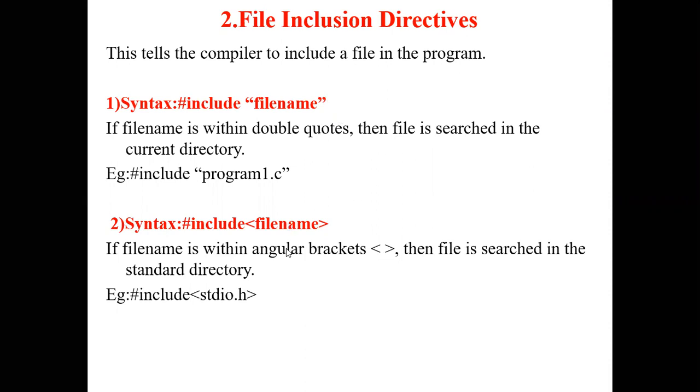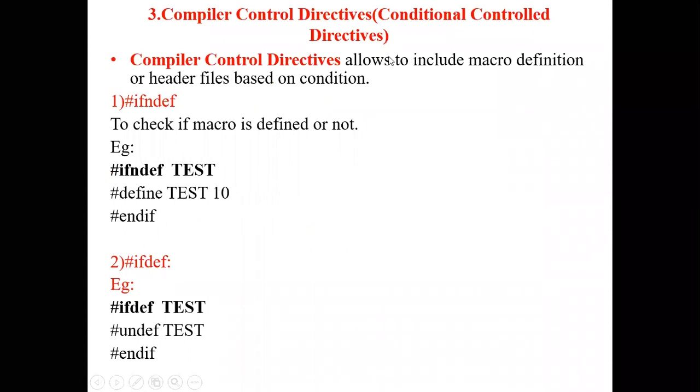Moving on to the third one, conditional control directives or compiler control directives. So these compiler control directives allow you to include a macro definition or header file based on a condition. So it works based on the condition. We'll discuss a few compiler control directives.